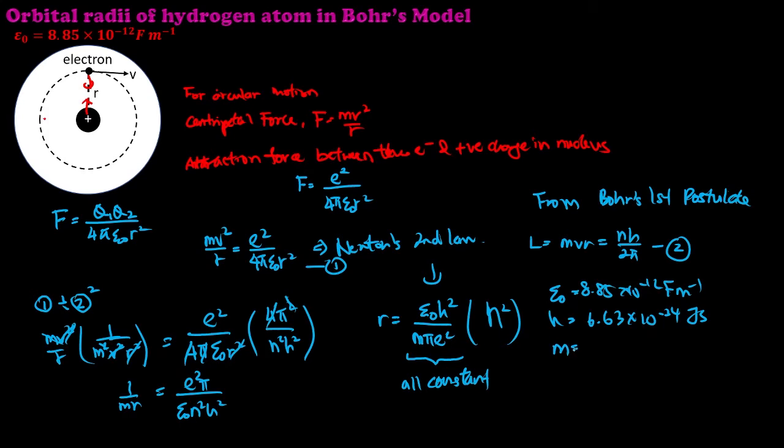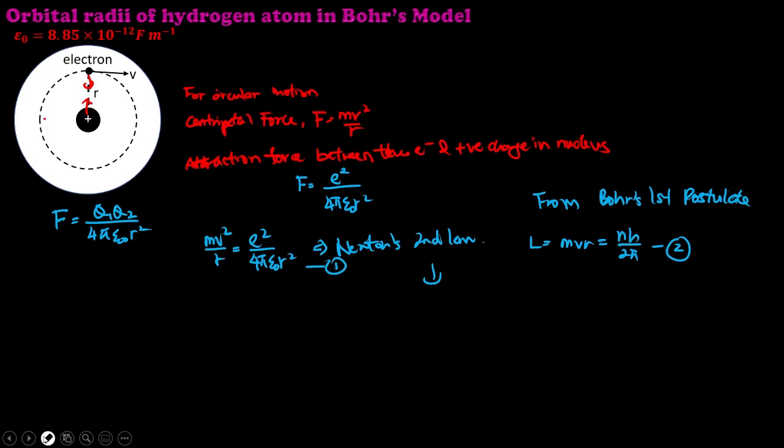And then the mass of the electron is 9.11 times 10 to the power of negative 31 kg. We don't need to say pi, and then e will be equal to 1.6 times 10 to the power of negative 19 coulomb. So these are all actually constants. In other words, r is directly proportional to n squared. So when n increases, r will increase. That is why, when the orbits become further away from the nucleus, n increases because r increases.